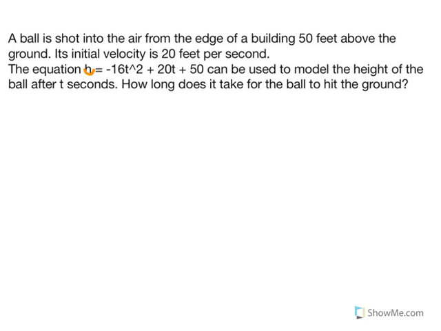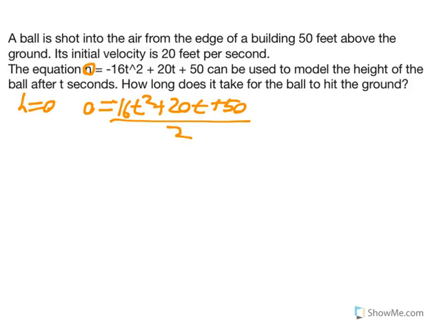Alright, so the ground is when h equals 0. So we need to figure out at what times t does h equal 0. So let's replace h with 0 and solve for t. Everything in our equation is divisible by 2, but let's divide it by negative 2 to get rid of the negative, and so we can simplify things. So we'll get 0 equals 8t squared minus 10t minus 25.